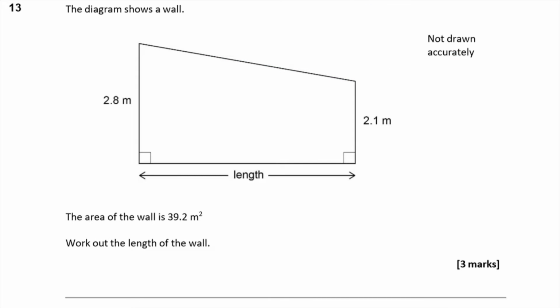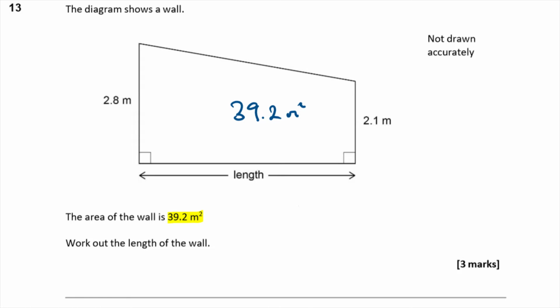The area of the wall is 39.2 square meters. Work out the length of the wall. Okay, so this 39.2 square meters is the area of this shape, isn't it? Now, what sort of shape is it? Hopefully you can see it's a trapezium.